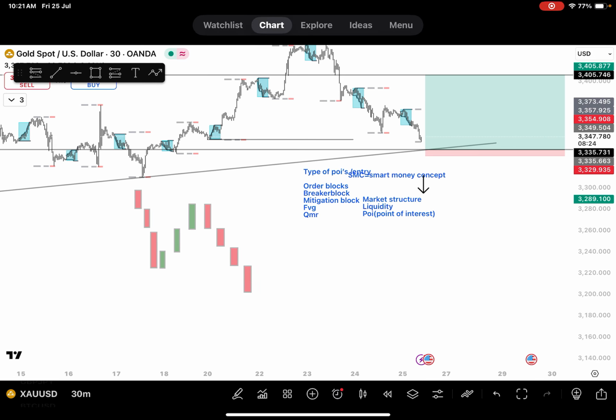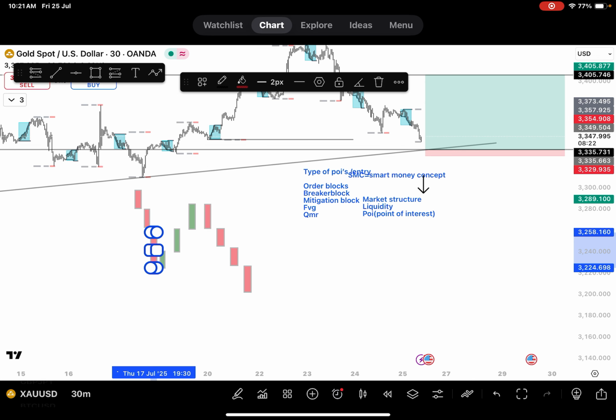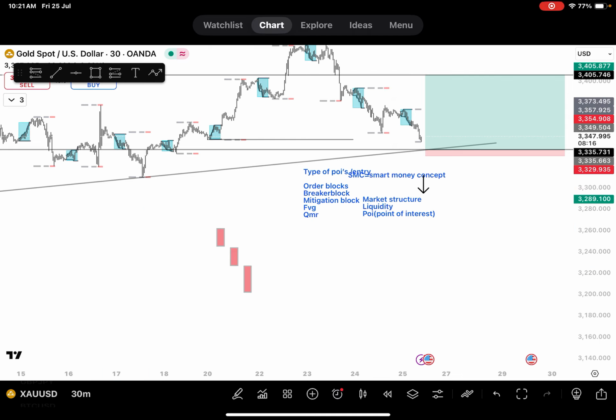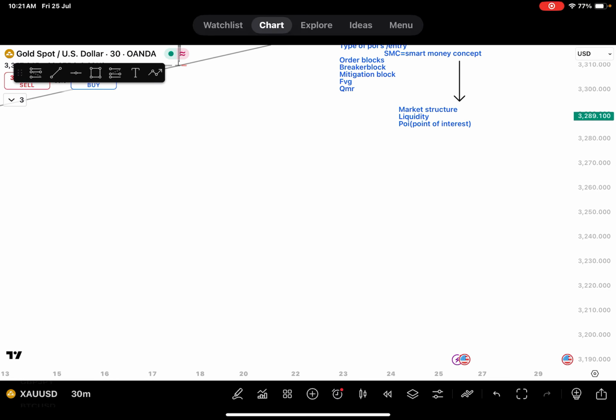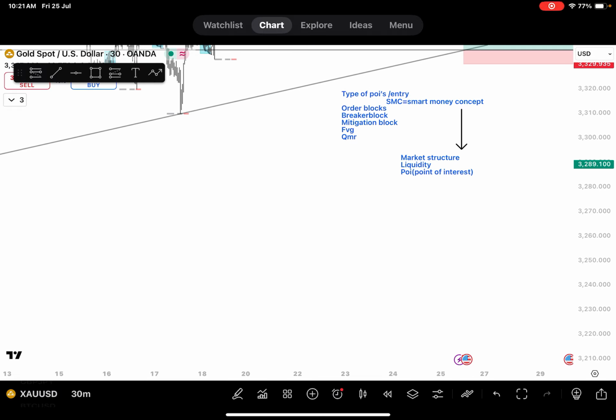Now we are headed down to what? To breaker block. I'll have to delete this thing again and explain it to you guys. Now we are headed to breaker block. And mind you guys, I am going to teach you about order block and breaker block mostly. That's because those are the two that we mostly use.